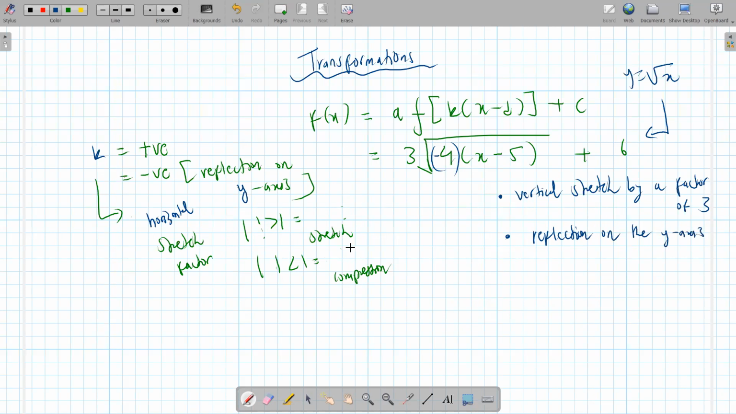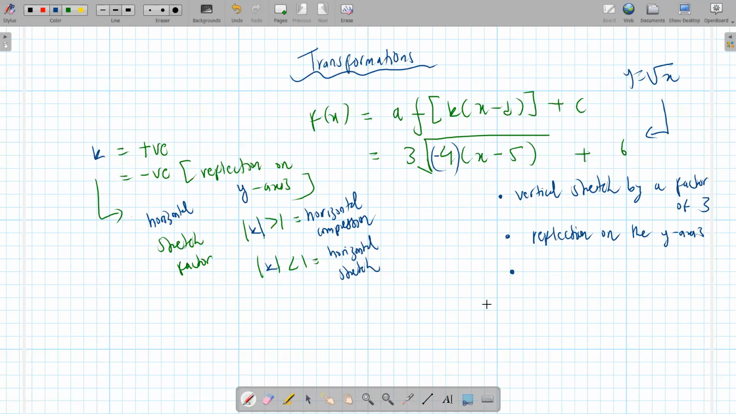Now this part is a little bit confusing. The stretch and compression for the K is the exact opposite of the A. If the absolute value of K is greater than 1, you'd expect it to be a horizontal stretch, just like the A, but it's not. It's a horizontal compression. It's flipped for the X values. So here, the absolute value of K is 4, so this is a horizontal compression. And if it was, let's say, 1/4, then it would have been a horizontal stretch.